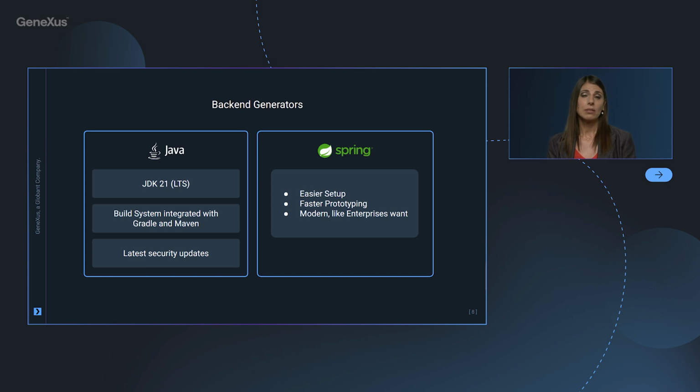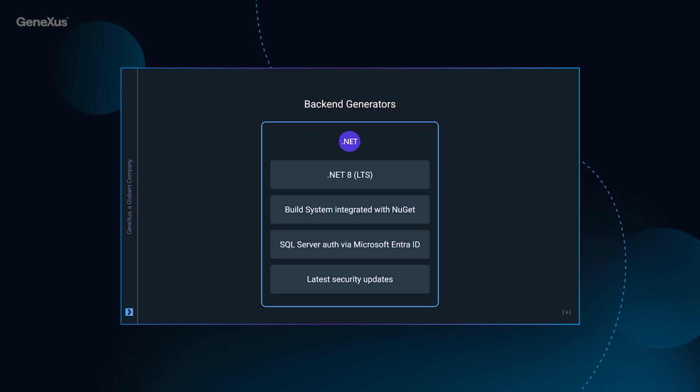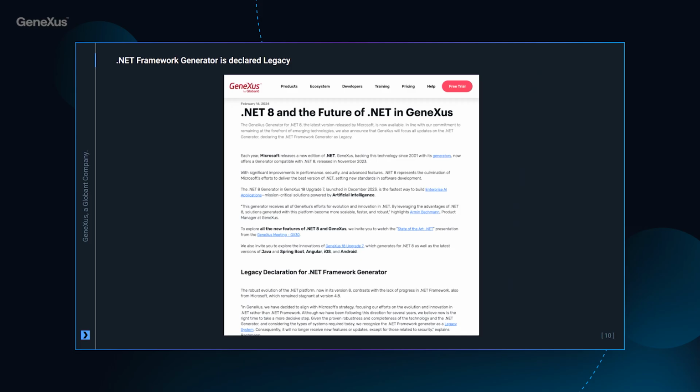This is an extension of Spring Framework that allows us to prototype Java applications without the need to have a Tomcat installed. Spring Boot has the advantage of being easy to install. It is much faster to prototype and at the same time it is more modern. For the .NET generator, we are supporting version 8, which is the latest LTS. And we also include the support of a new type of authentication with SQL Server via Microsoft Entra ID. In keeping with our commitment to be at the forefront of technology, from now on, the .NET Framework Generator has been declared legacy. This means that all the new functionalities will be included only in the .NET generator.